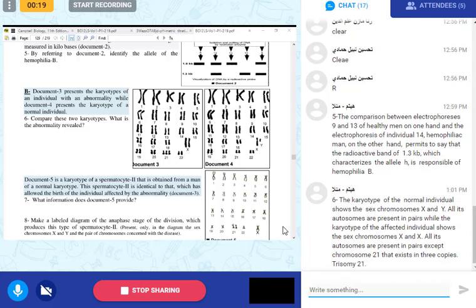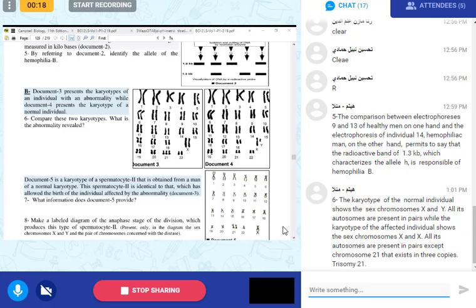Read the answer, please. The karyotype of the normal individual shows the sex chromosomes X and Y, and all its autosomes are present in pairs, while the karyotype of the affected individual shows the sex chromosomes X and X. All its autosomes are present in pairs except chromosome 21 that exists in 3 copies, trisomy 21. Very good. Continue, please.